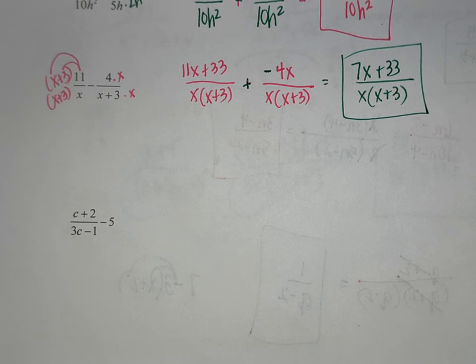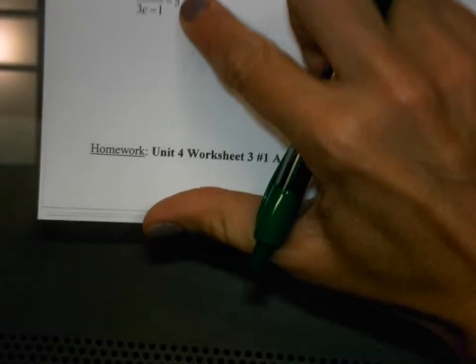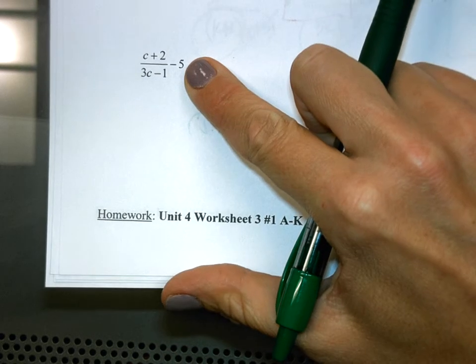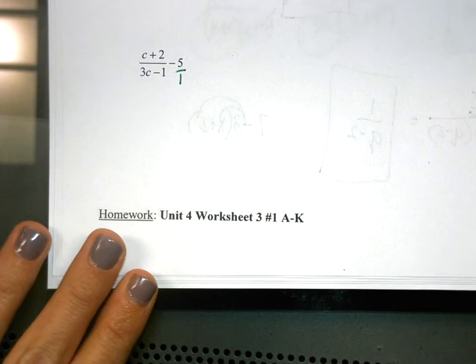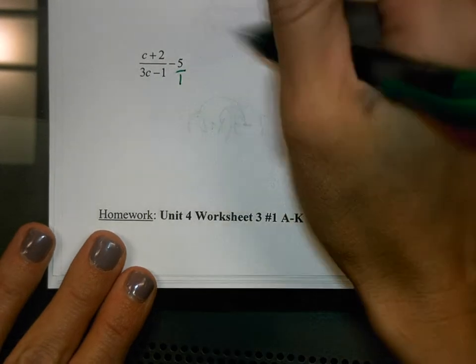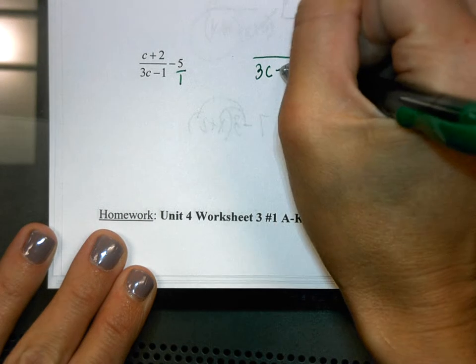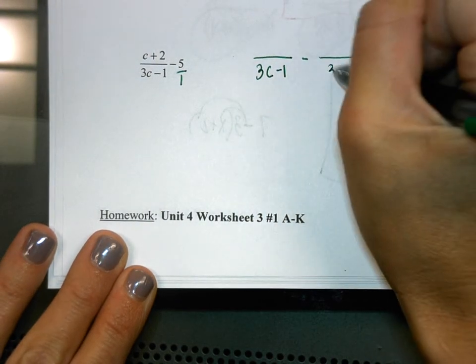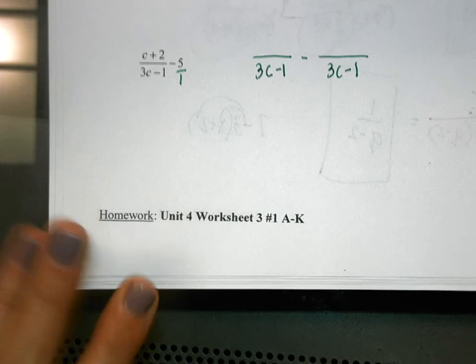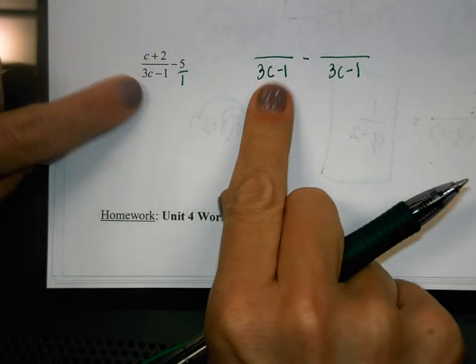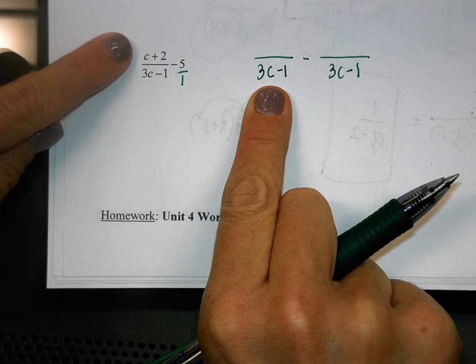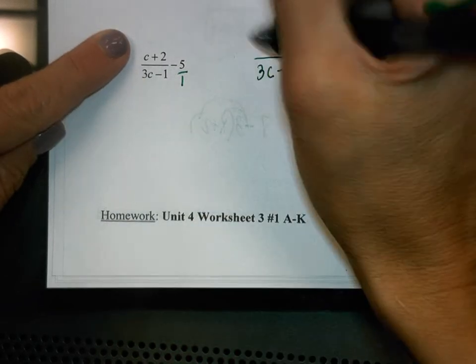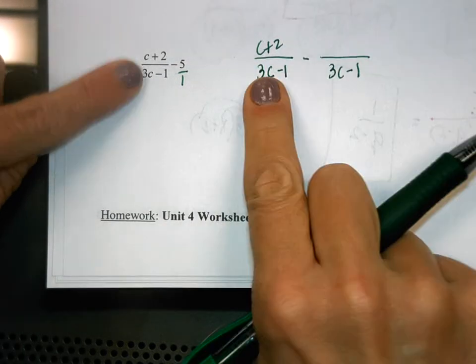Do we have questions right now? Okay. What is the denominator of the 5? 1. So what will be my common denominator on this problem? 3c minus 1. So I'm going to rewrite this with the 3c minus 1 for the denominators on both of the fractions. Do we see how this is already 3c minus 1? So what will the top be? Just c plus 2. Since we don't have to multiply anything to the top, it stays the same.